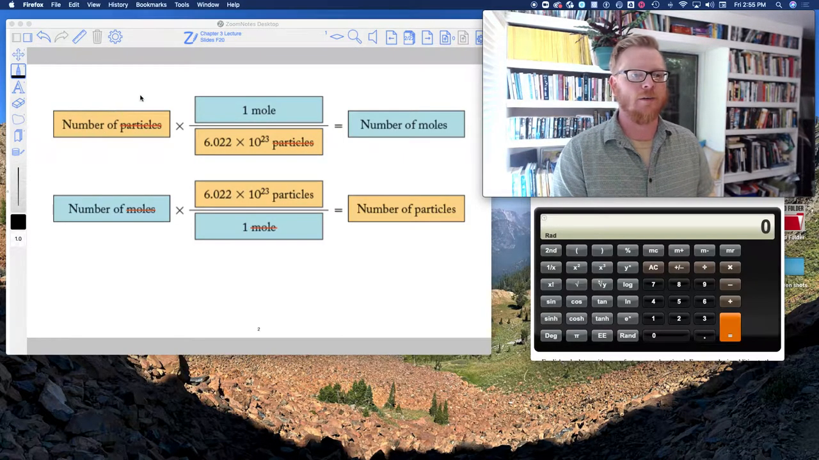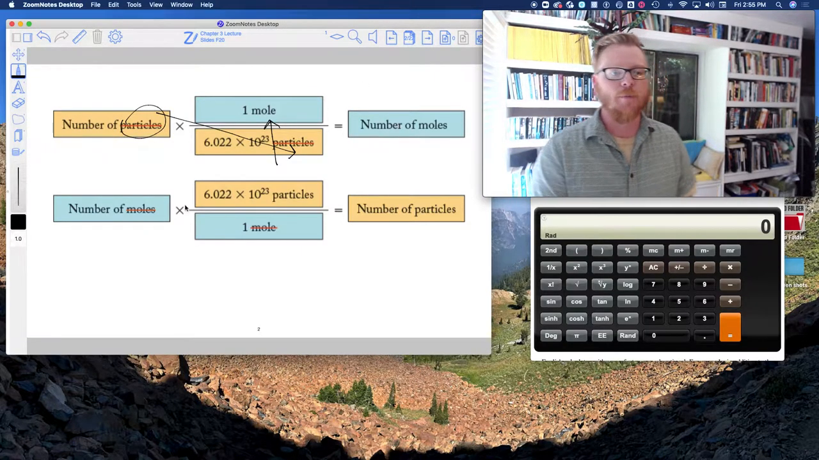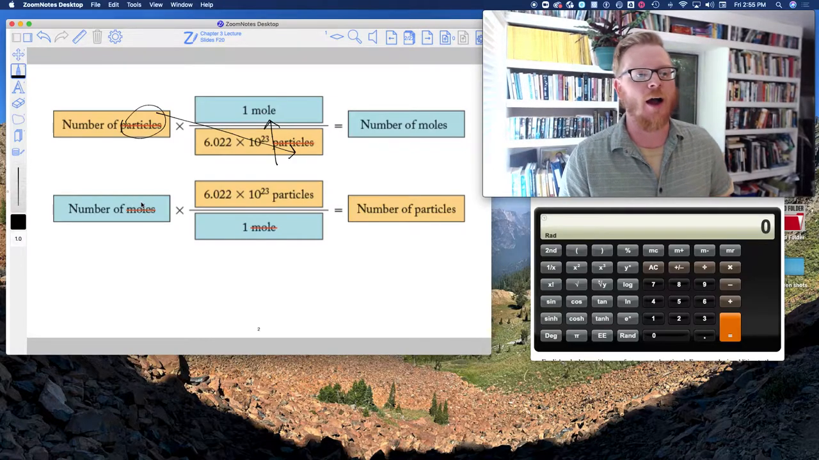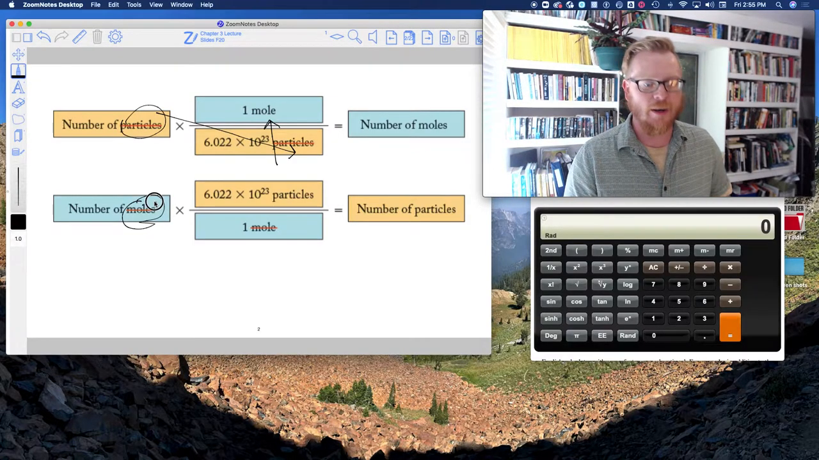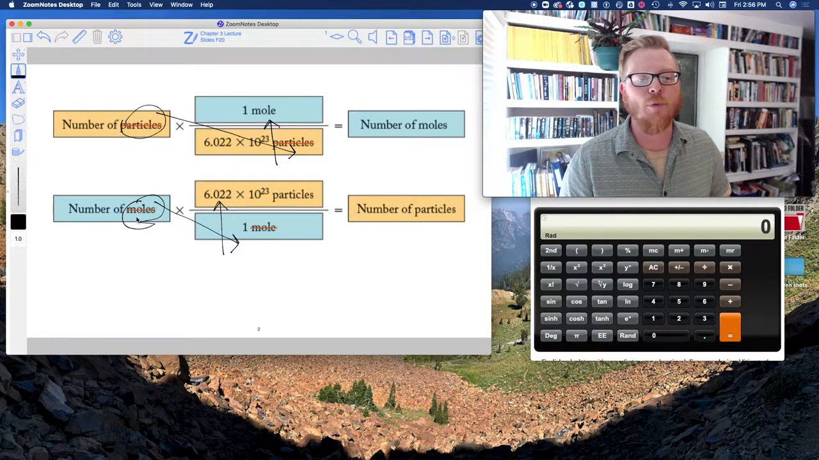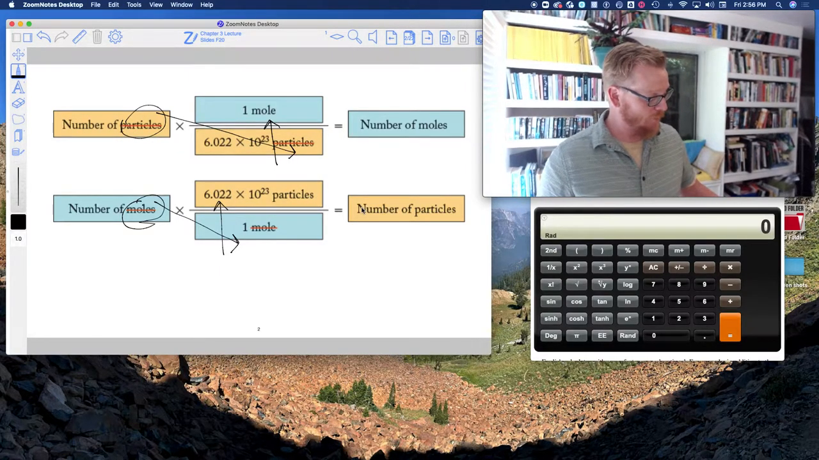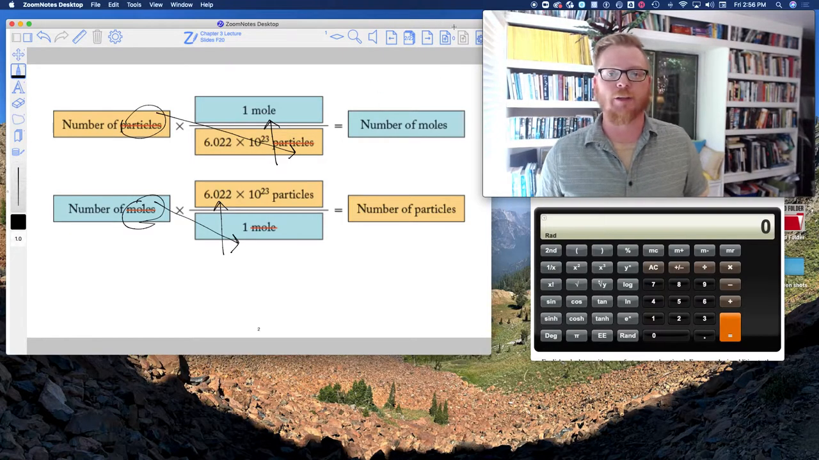So now look, we start up the top, number of particles, and we go down. 6.02 times 10 to the 23 particles is 1 mole, and that gives me moles. So if I take the number of atoms I have and I divide it by Avogadro's number, that gives me number of moles. But look, if I go the other way, if I take my number of moles, go down first, then up, if I take my number of moles times 6.02 times 10 to the 23 particles, that just gives me my number of particles. Okay, let's do some example calculations.